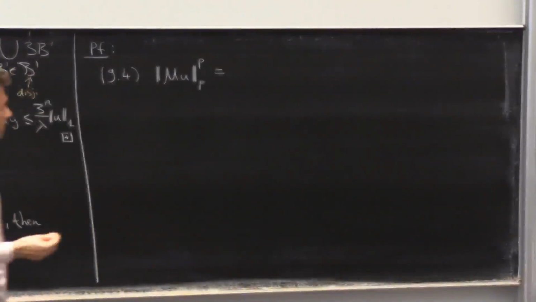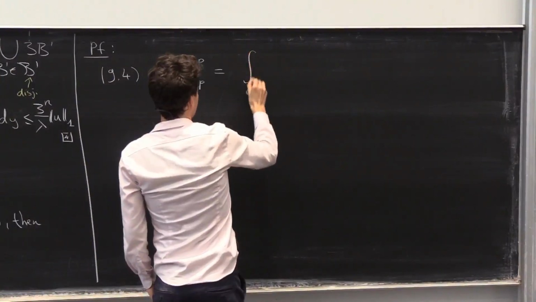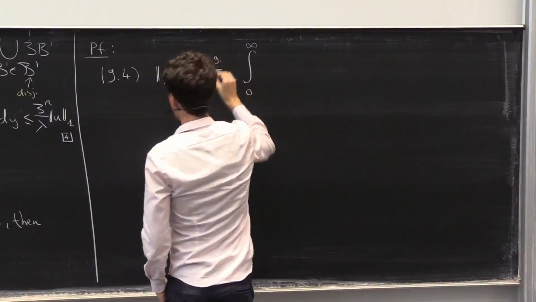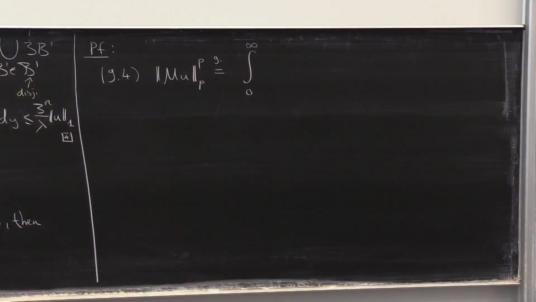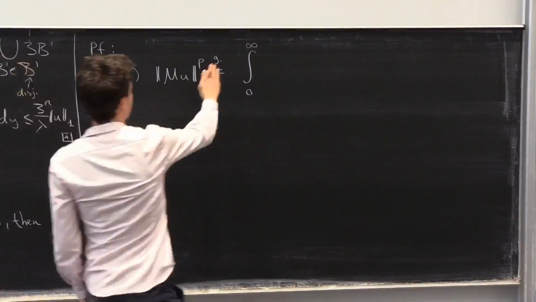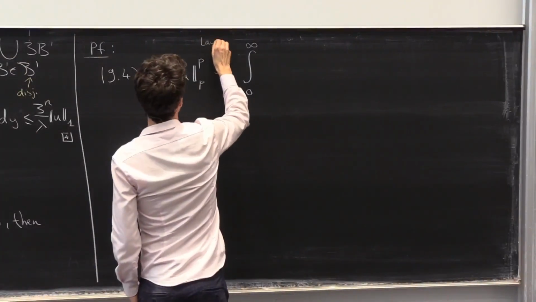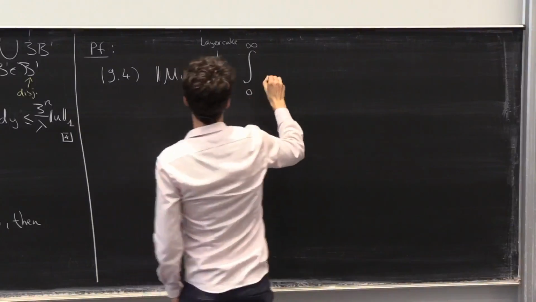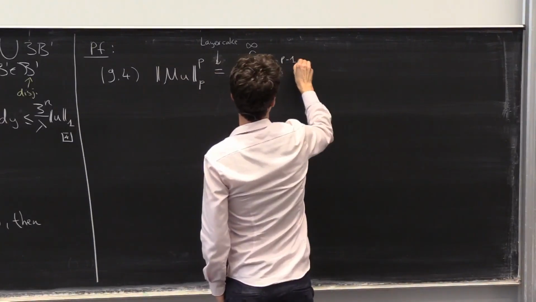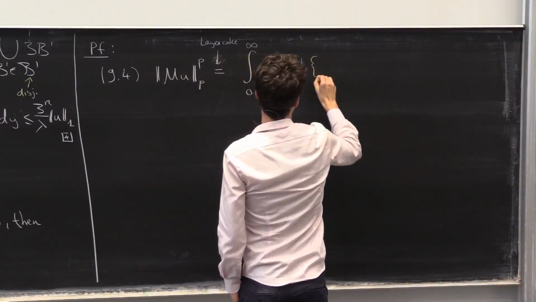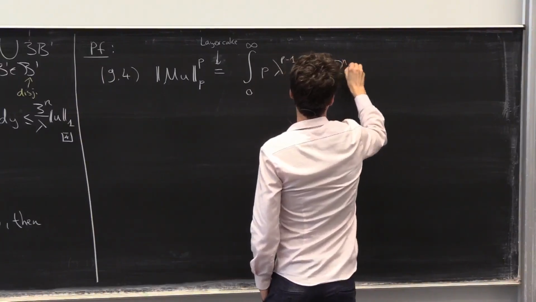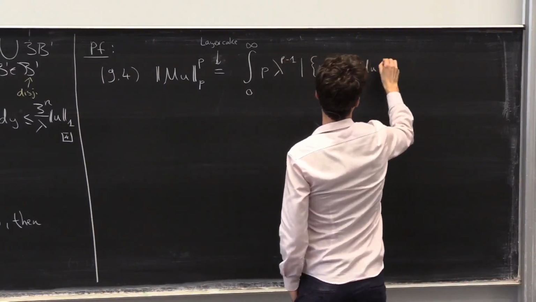And if you look at that, I know something about super level sets of the maximal function. So I'm going to use the layer cake formula to write the norm of the maximal function with respect to super level sets. So this is going to be, layer cake formula was what? 9.1? Okay, it's the layer cake formula. Just say layer cake. Okay, so it's p times lambda to the p minus 1, and then we have the measure of the super level set of the maximal function.